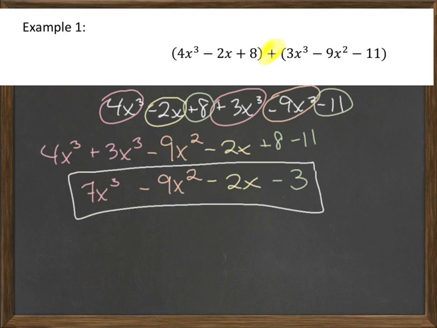And notice, none of these terms are like terms. So I cannot combine 7x cubed with 9x squared or 2x or any of those other terms. So my final answer is 7x cubed minus 9x squared minus 2x minus 3.